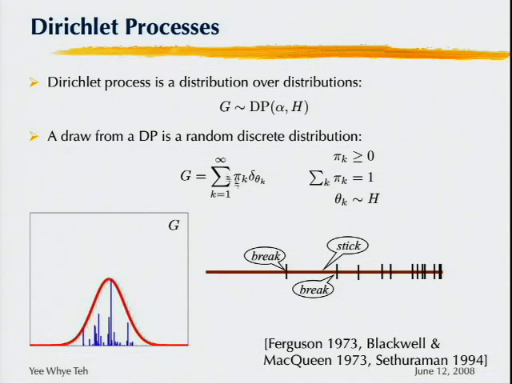So that gives you a way to construct a sample from a Dirichlet process. You draw your pi's using this stick breaking construction, and then for every atom you draw theta k IID from your base distribution H. So that gives you a constructive definition.